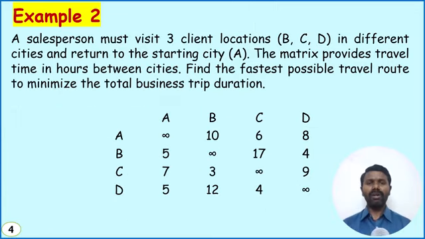So let us see one more problem, which is a 4 by 4 matrix. A salesperson must visit three client locations B, C, D in different cities and return to the starting city A. The matrix provides travel time in hours between cities. Find the fastest possible travel route to minimize the total business trip duration. So here also we need to solve this traveling salesman problem.